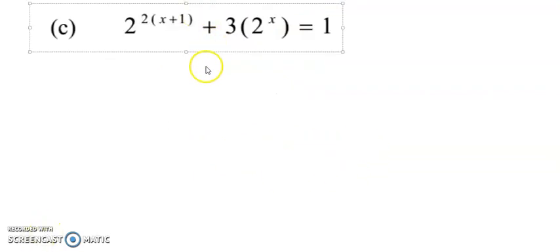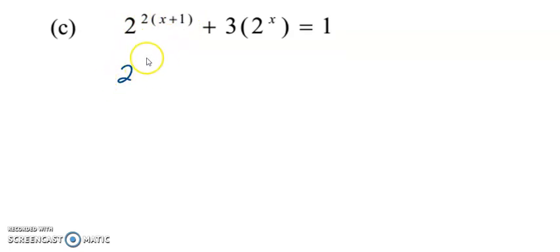Here is my third example on solving indices equation using the quadratic equation concept. So here I got a 2 power of 2x plus 1. Alright, now we need to expand it first. We got the 2 power of 2x plus 2 plus 3 multiplied by 2 power of x equal.